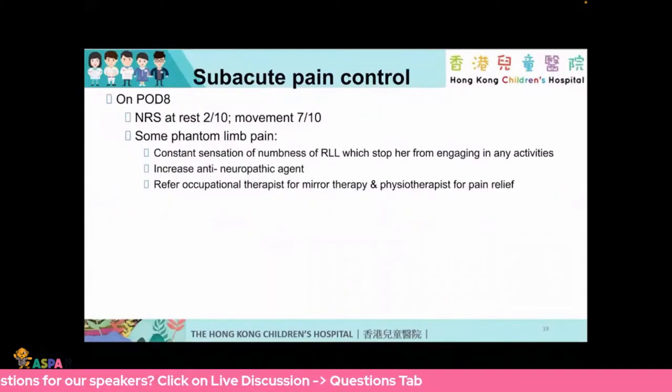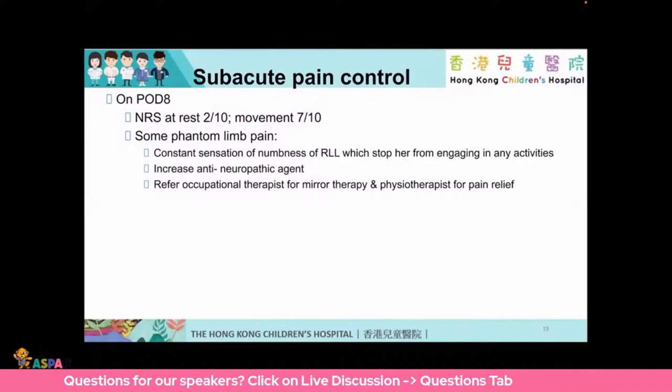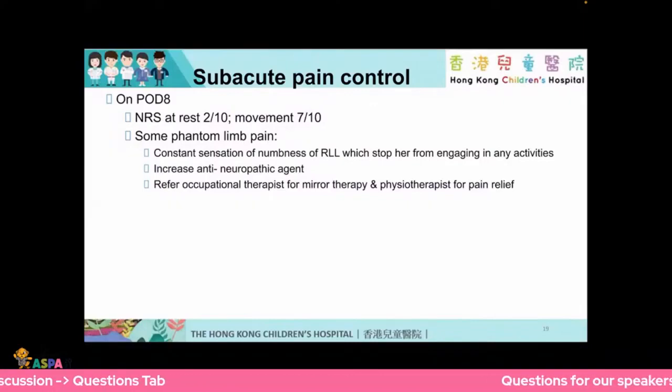On day 8, the pain was 2, but went up to 7 when the girl was moving. So it seems that even though we pulled everything we have onto her, the pain was still not satisfyingly controlled. And so we referred her to our occupational therapists and physiotherapists.